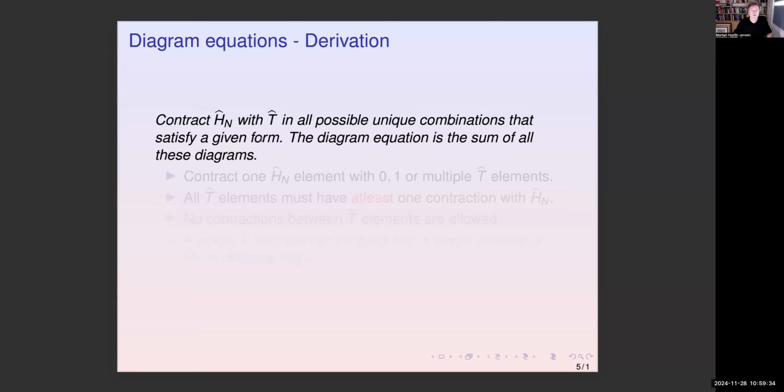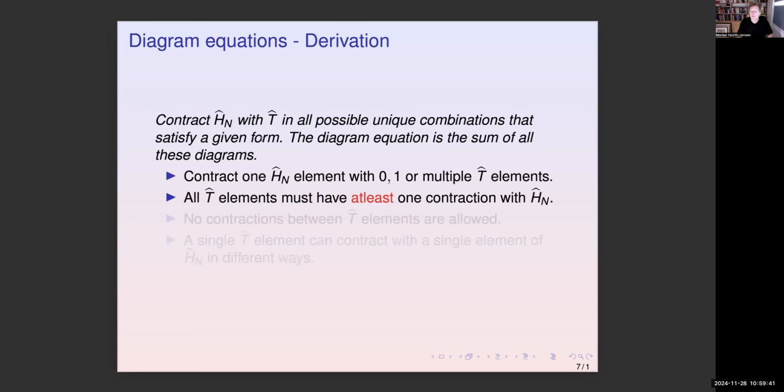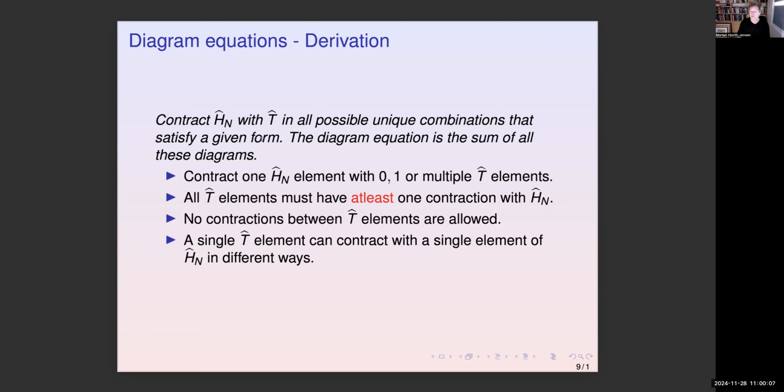So what we are going to do now is to contract these terms with multiple T elements. These T elements must have at least one contraction with Hn, and that follows from the set of nested commutators. And remember now that if we look at the nested commutators, the T terms commute with each other. So that means that no contractions between T elements are allowed due to the fact that they commute. So a single T element can contract with a single element in many different ways.